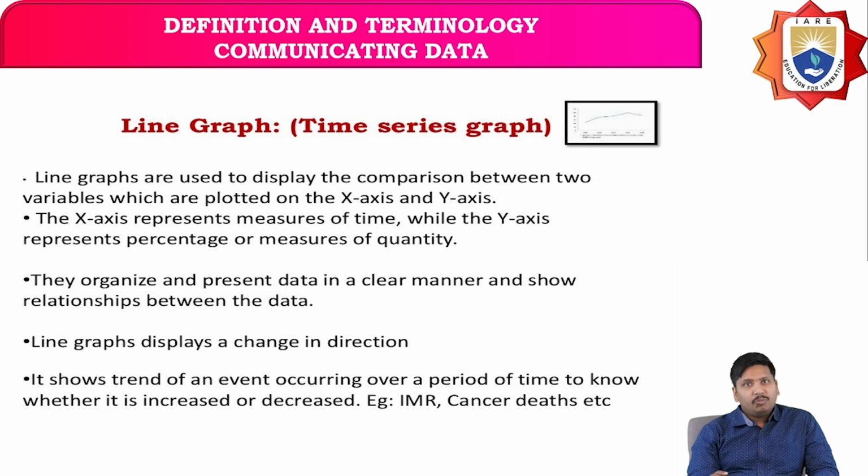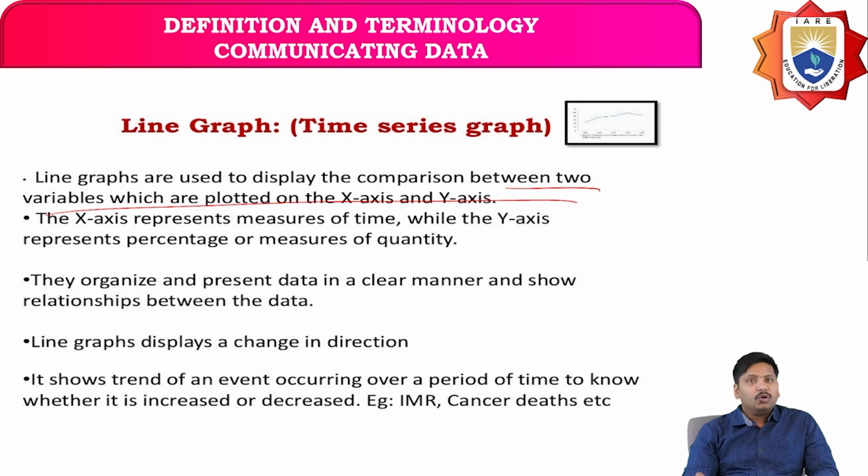So the line graph is going to be used to display the comparison between two variables, which are plotted on the x and y axis. The x axis is going to represent the measures of time, whereas the y axis is going to represent a percentage or measures of quantity. So here they are going to organize and present the data in a clear manner to show the relationship between the data, and the line graph displays a change in direction. It shows the trend of an event occurring over a period of time, to know whether it is an increase or decrease.